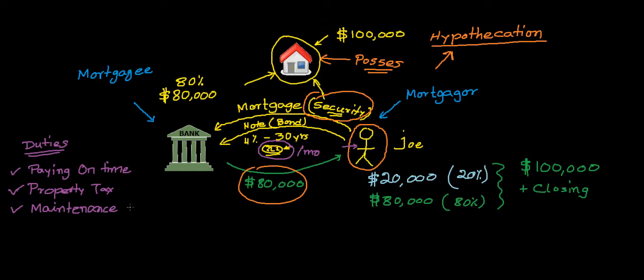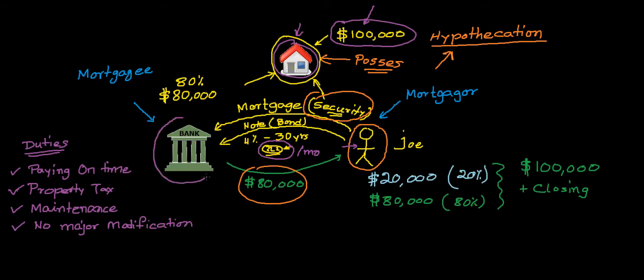Maintenance has to be proper, and also you have to make sure there is no alteration, no major modification. Since this property is the security, currently this 100,000 is the total value of this house, and if Joe started modifying something that depreciates the value, the bank is not going to accept that, because it's the security for the bank.